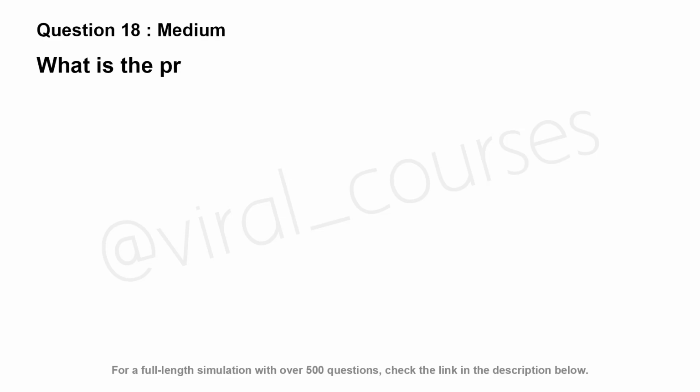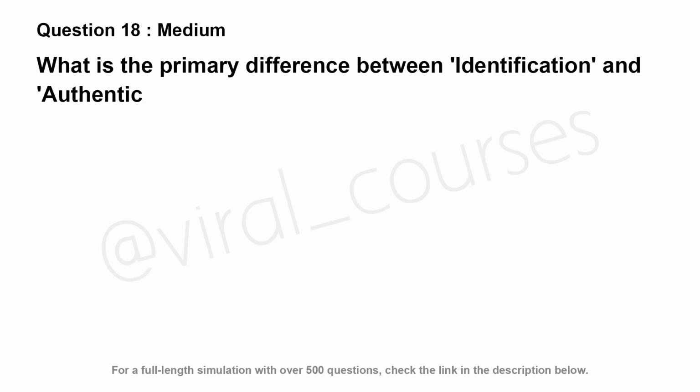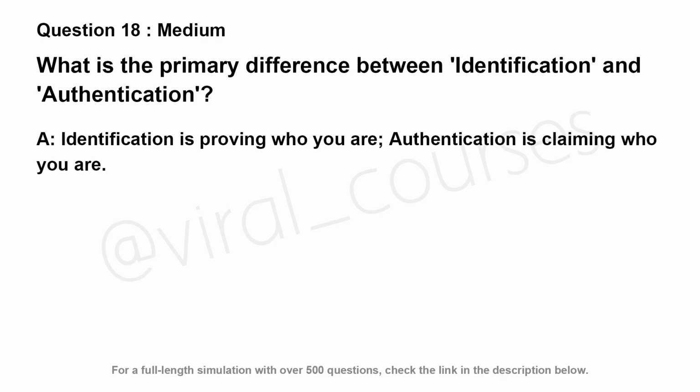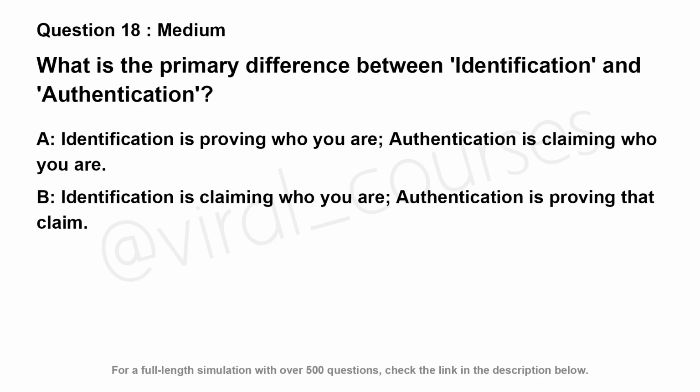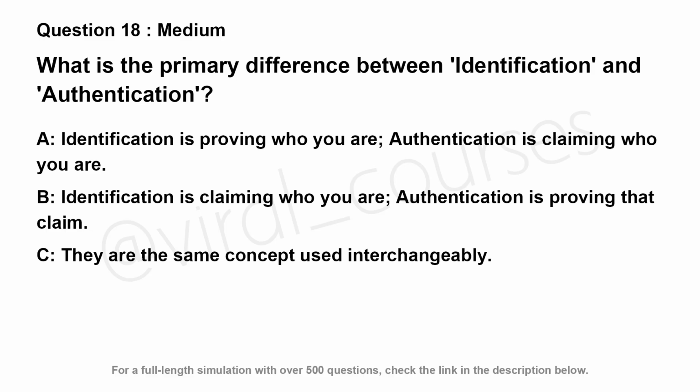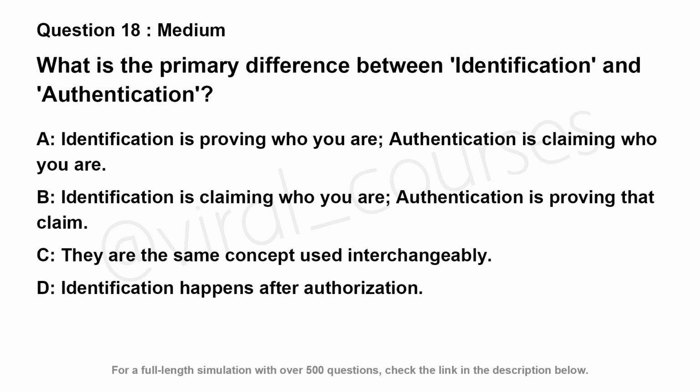What is the primary difference between identification and authentication? Option A. Identification is proving who you are. Authentication is claiming who you are. Option B. Identification is claiming who you are. Authentication is proving that claim. Option C. They are the same concept used interchangeably. Option D. Identification happens after authorization.